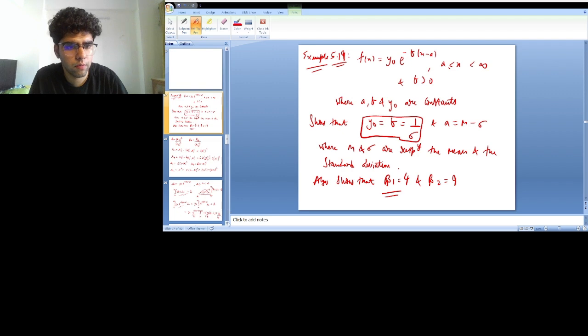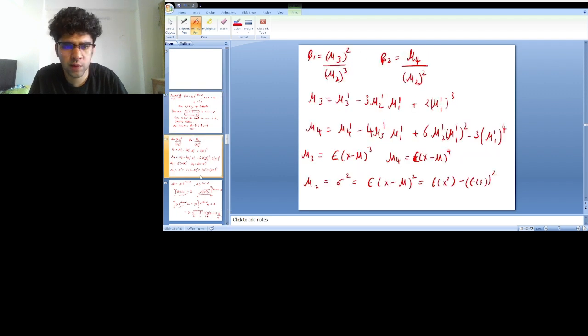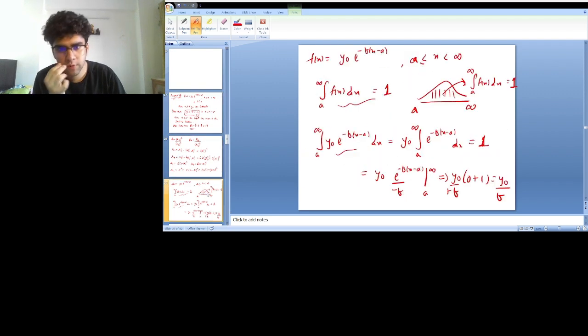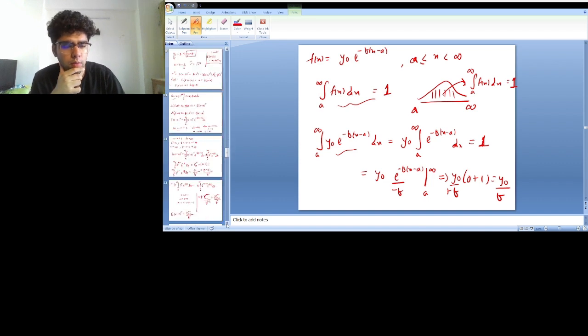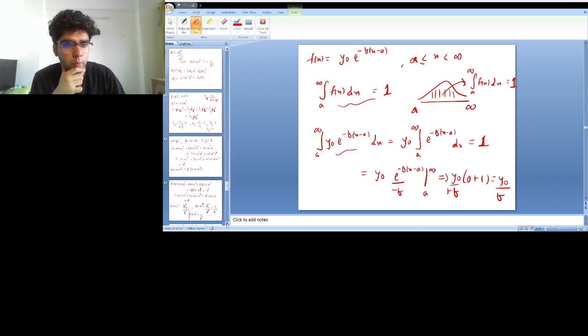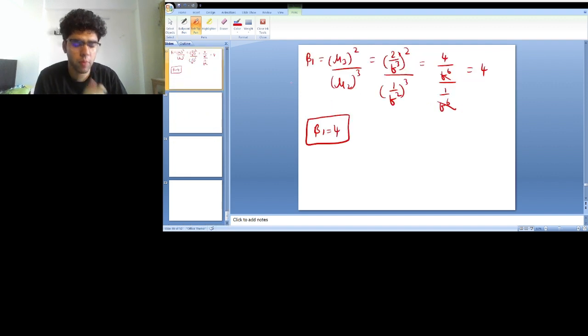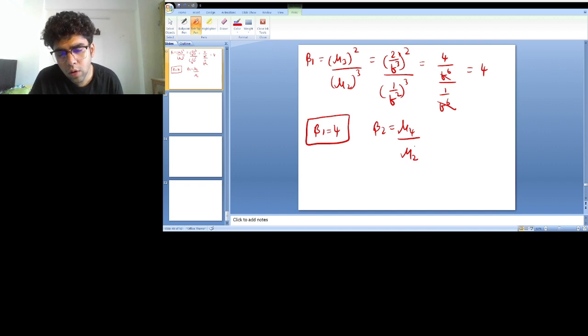Right, so this was the second step, this was my third step, right? So my beta 1 is 4. Now we need to calculate my beta 2. The formula for my beta 2 is mu 4 upon mu 2 whole square.